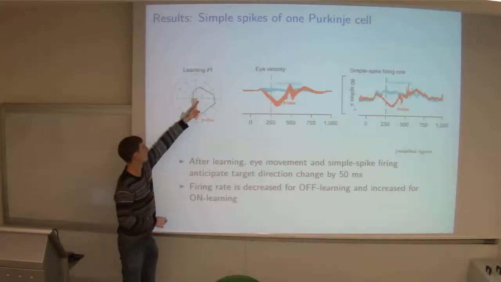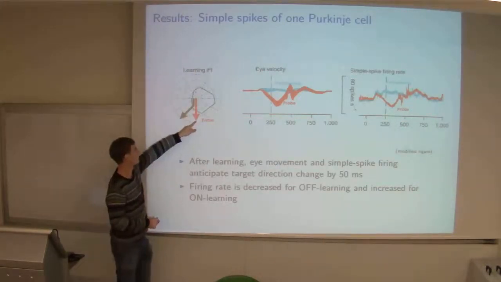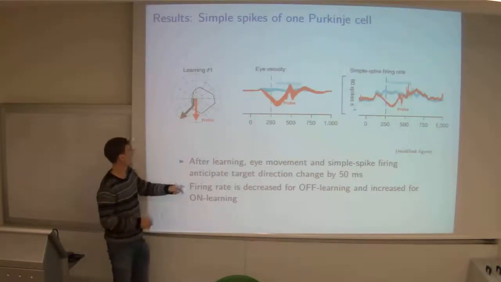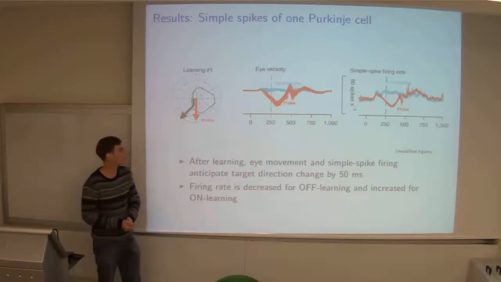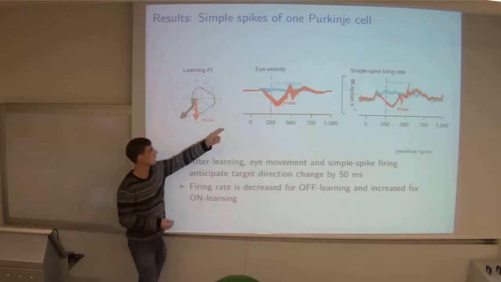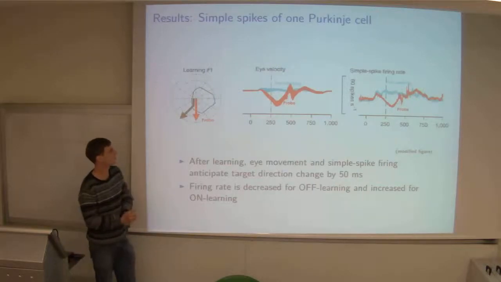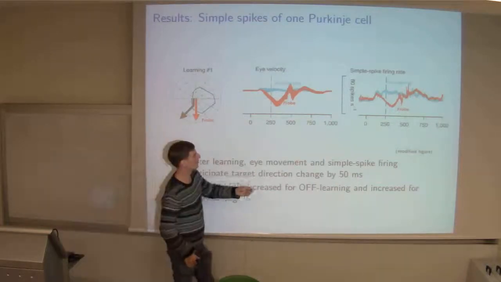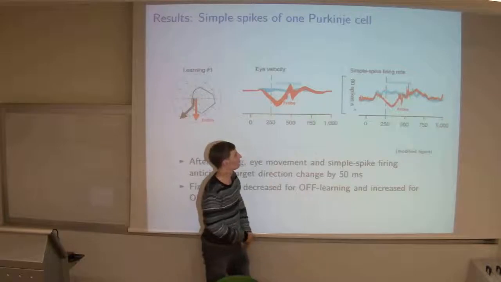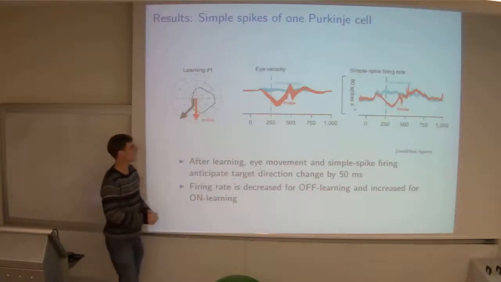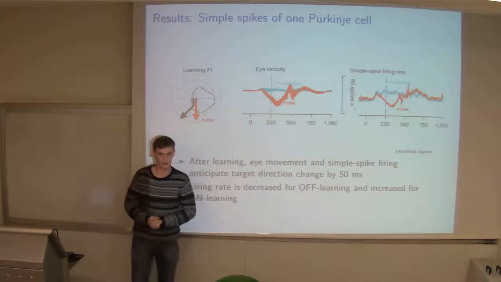And here this is the probe trial again. So these are the rare trials where they deviate from this trajectory to test what the learning did. And then in the other panel you can see the results. In light blue you see the eye velocity, and here the simple spike firing rate of one Purkinje cell before learning, and then the red trace is in the probe trials.